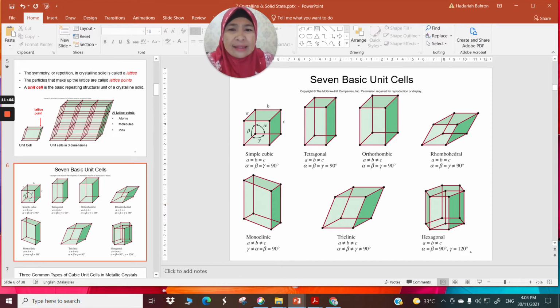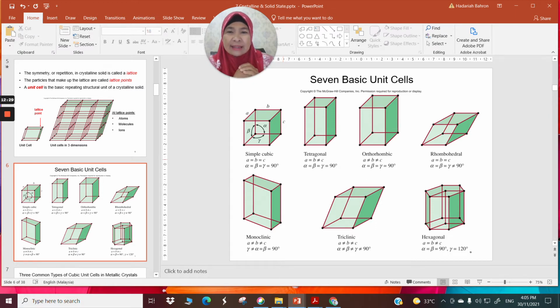seven basic unit cells. The first one is called the simple cubic, and simple cubic is when the length of A is equal to the length of B and it's equal to the length of C. And then the angles alpha, beta, and gamma are all the same: alpha angle 90, beta angle 90, and gamma angle 90. So this is the simplest unit cell, which you call simple cubic, where A equals B equals C, alpha equals beta equals gamma equals 90. Okay, so that is the simplest unit cell.